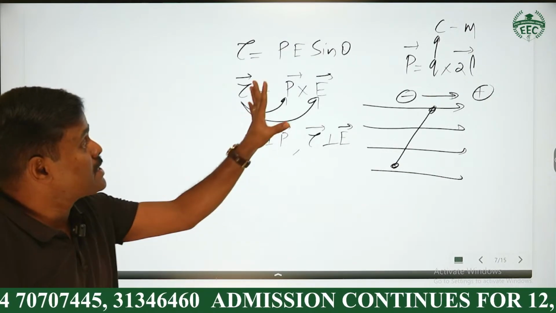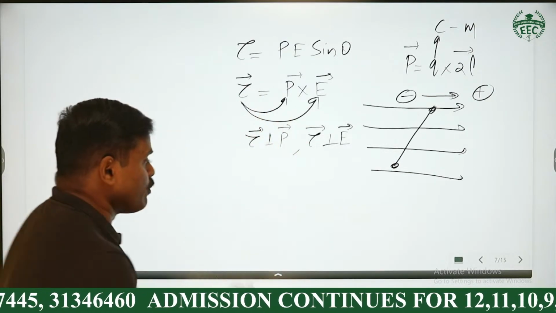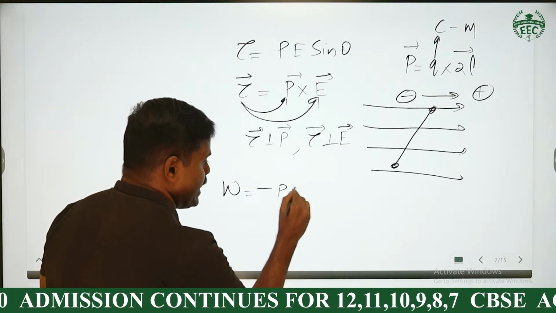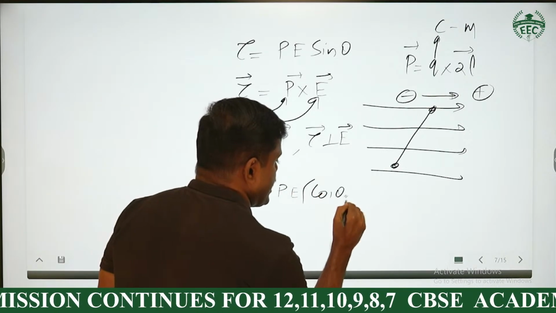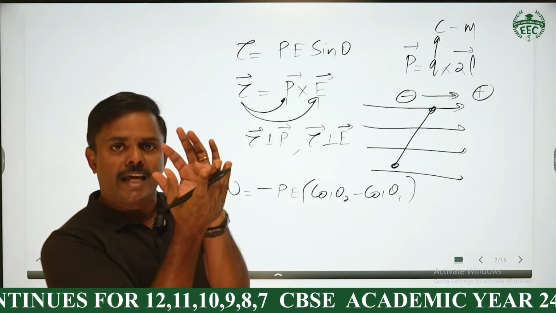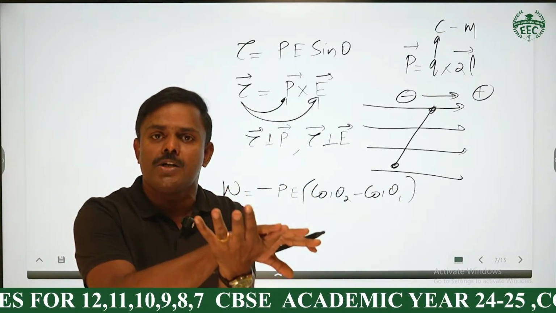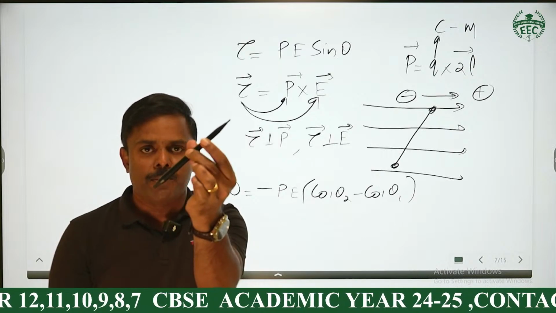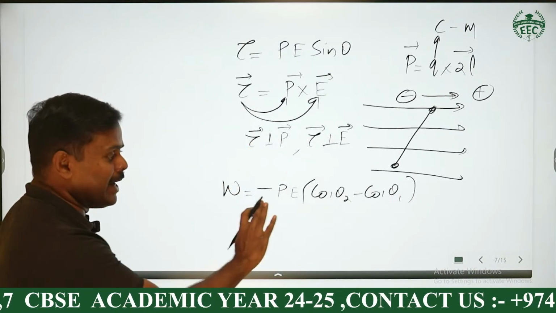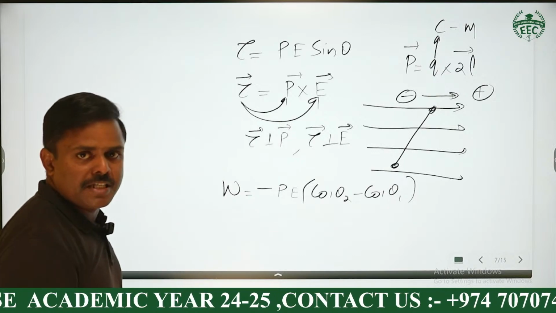All right, this is dipole's torque. What is the work done to rotate the dipole? This derivation is also important. W equals minus PE into cos theta 2 minus cos theta 1. You are rotating a dipole from theta 1 angle to theta 2 angle. Initially the dipole was at theta 1, you rotated it to theta 2. What is the equation? Minus PE into cos theta 2 minus cos theta 1.